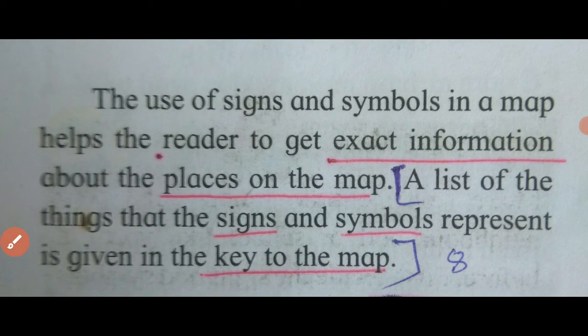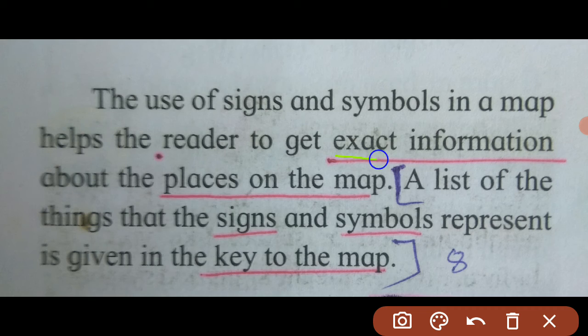The use of signs and symbols on a map helps the reader to get exact information about the places on the map. A list of the things that the signs and symbols represent is given in the key to the map.